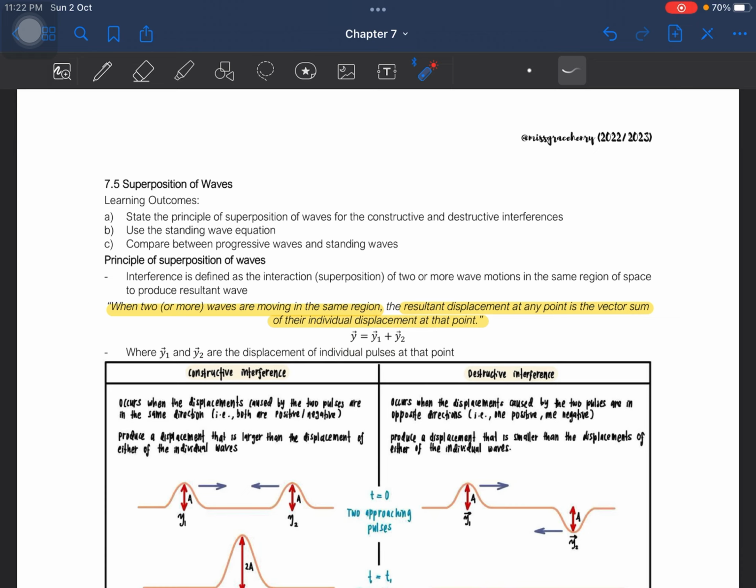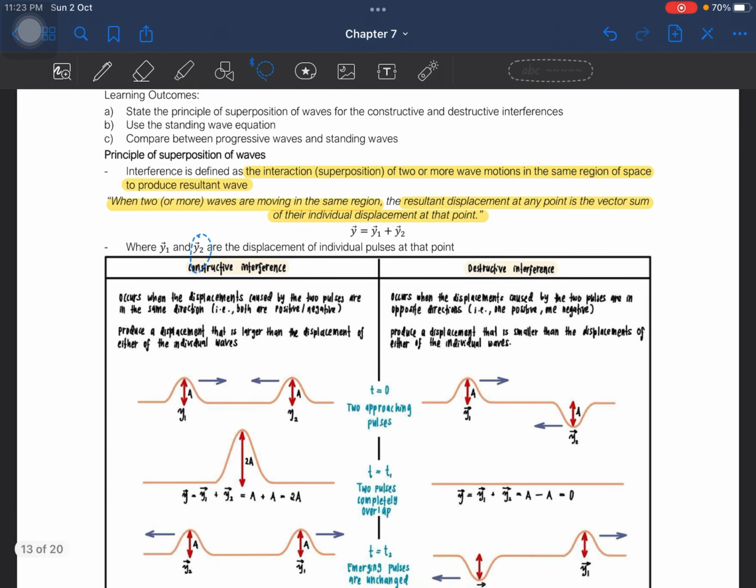Okay, so interference pula adalah the interaction of two or more wave motions in the same region of space to produce what we call a resultant wave. Okay, so sekarang ni dia ada dua atau lebih waves lah. Lepas tu bila diorang bertembung, diorang akan create what we call a resultant wave, hasil dari the interference between the two waves. So y1 and y2 ni adalah the displacement of individual pulses at that point.